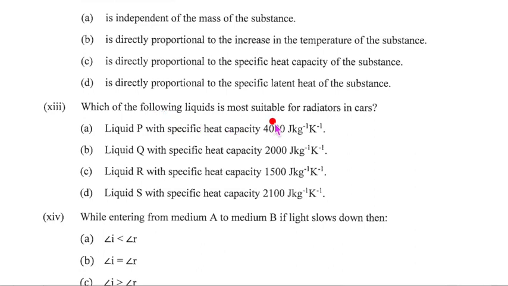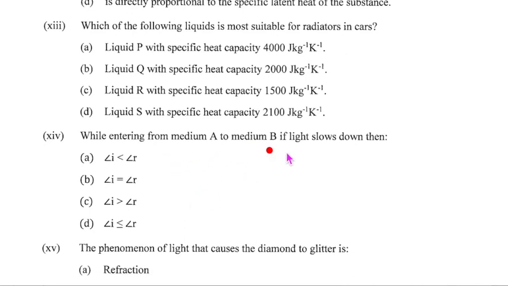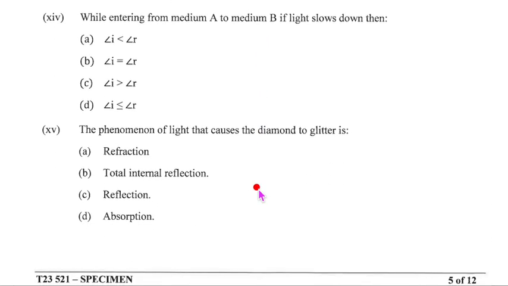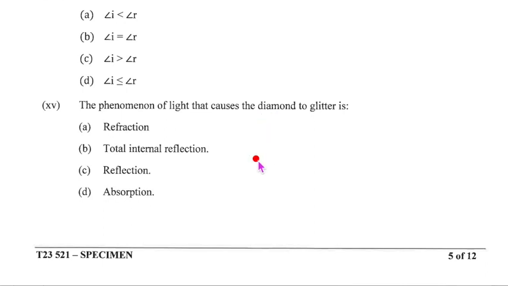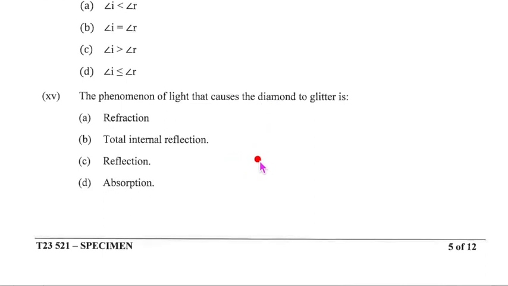13th one, again car radiator, it will be the highest SHC, that will be P. Now here the ray slows down, which means it is going into the denser medium, so the angle of refraction will be lesser. This one is total internal reflection. 15th one and the last MCQ of this paper, the phenomenon of light that causes diamond to glitter is, you know, total internal reflection.